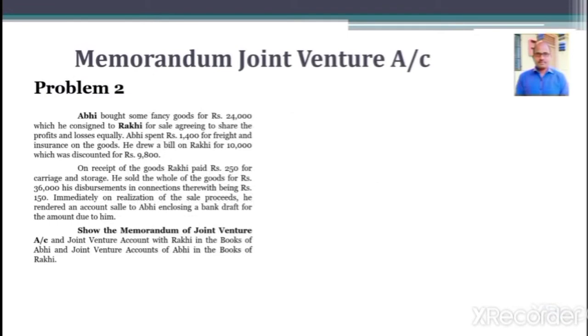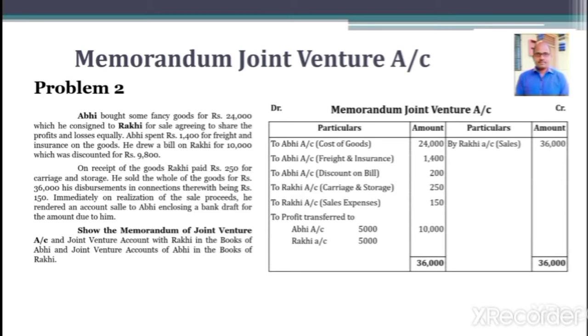This is the memorandum joint venture account. On the debit side you can see the expenditures of both the co-ventures are recorded in their respective names. First one, the transactions related to Abhi. The expenditures incurred by Abhi are recorded to Abhi account. So this is cost of goods 24,000. To Abhi account, freight and insurance 1,400 rupees. Then to Abhi account, discount on bill 200 rupees.